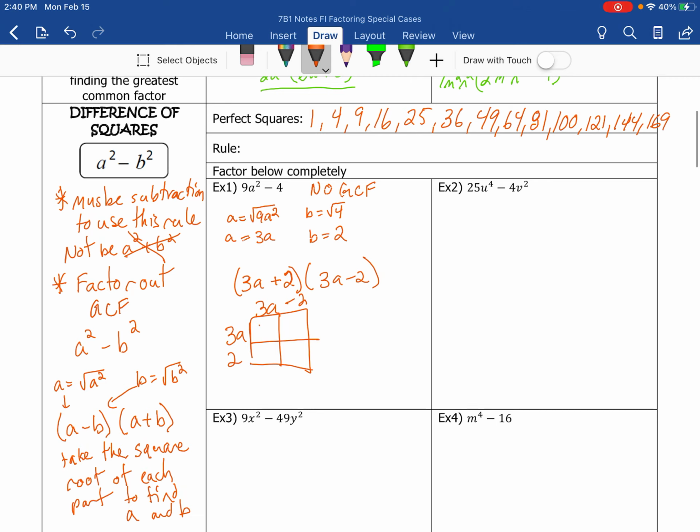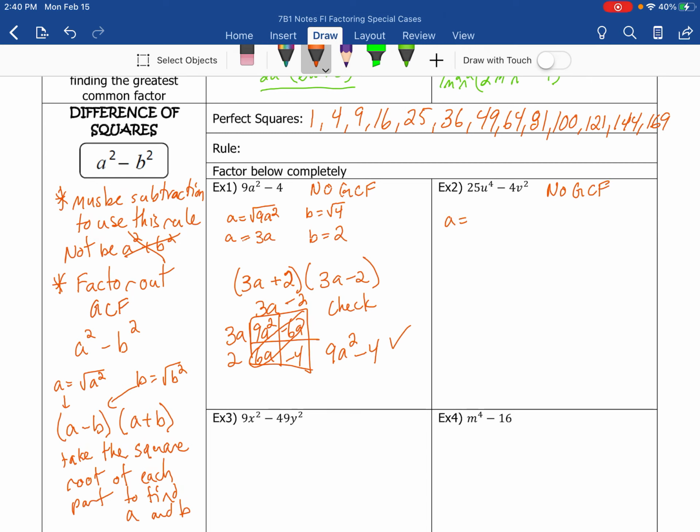And I'm just going to show you really quickly what happens when you multiply those. If I have 3a plus 2 and 3a minus 2, that's going to be 9a squared minus 6a plus 6a minus 4. The middle terms cancel to 0, and so I'm left with my original problem, which is 9a squared minus 4. And so that's just simply your check. If you multiply them out, you should end up with the original problem.